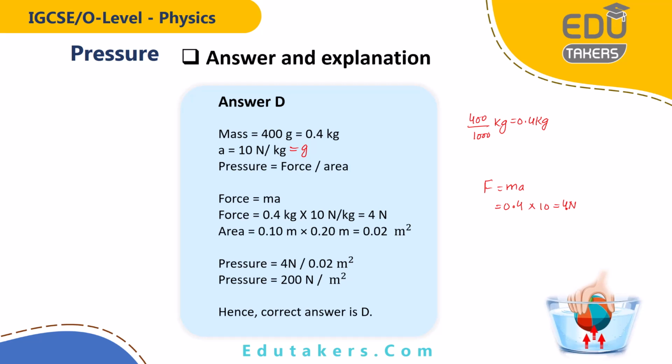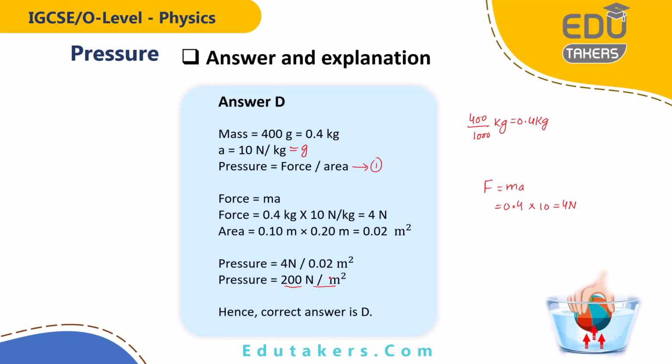Next, the dimensions of the table are given. You just multiply both of these to get the area. Put this value in the formula, that is pressure equals force per unit area. Force is 4 Newton and area is 0.02. You get the pressure, which comes to be 200 Newton per meter square. So answer D is correct from here.